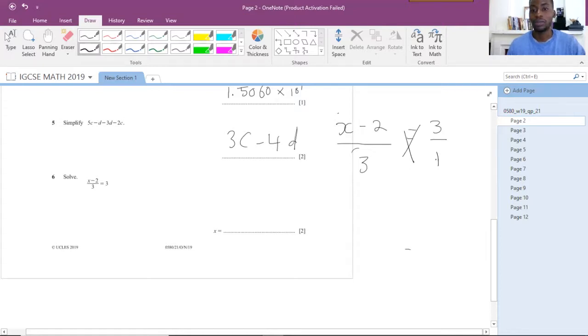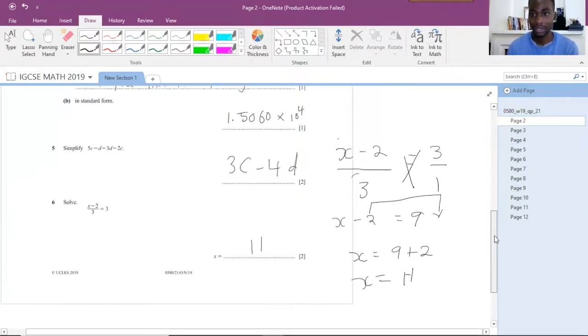So this would be 1 multiplied by x minus 2. It would be x minus 2 equal to 3 times 3, which is 9. We can collect like terms. The 2 crosses over to the equal side. The other side, it becomes x equals 9 plus 2. That would be 9, 10, 11. So x is equal to 11. There. With 2 marks. Not so bad, huh?